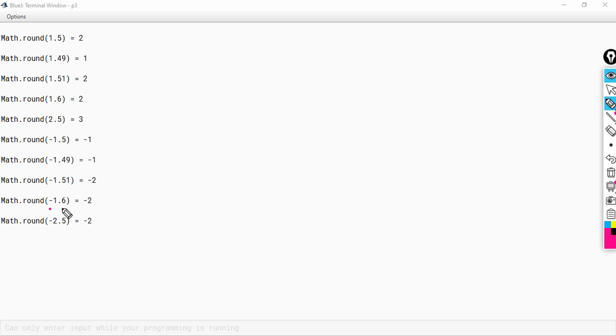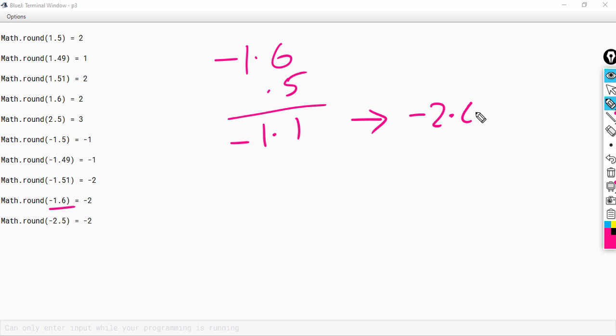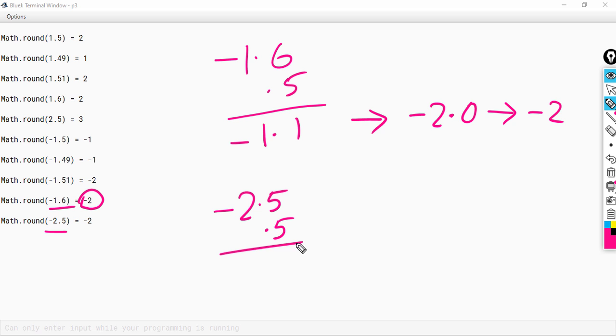Then we have minus 1.6. Minus 1.6, add 0.5 to it, this will give you minus 1.1. Minus 1.1 comes between minus 1 and minus 2, okay. So the floor value of minus 1.1 will be minus 2.0 and its integer value is minus 2. So the answer is minus 2. Next we have minus 2.5, add 0.5 to it, this will give you minus 2.0 and its floor value is also minus 2.0 and its integer value is minus 2.